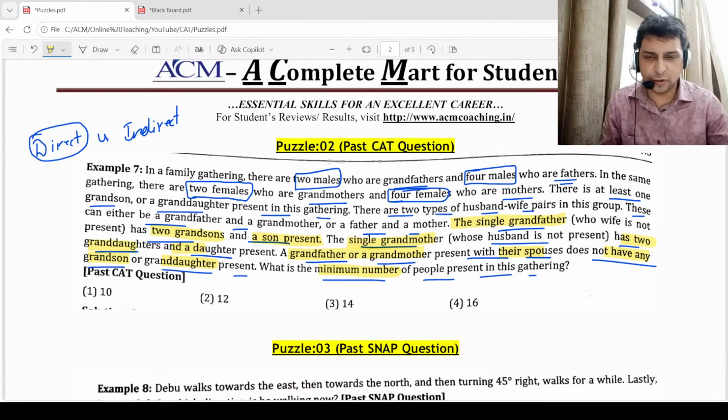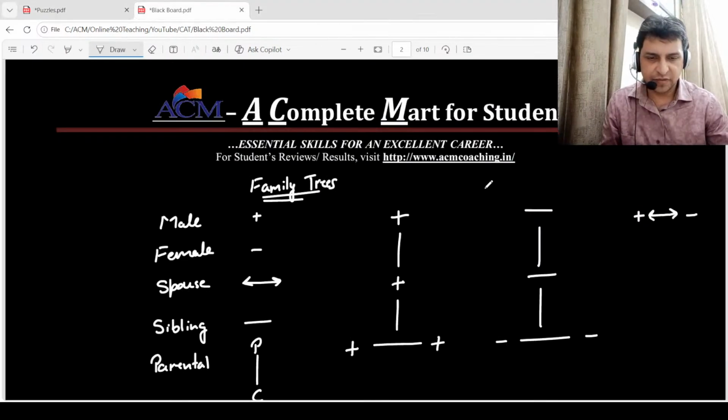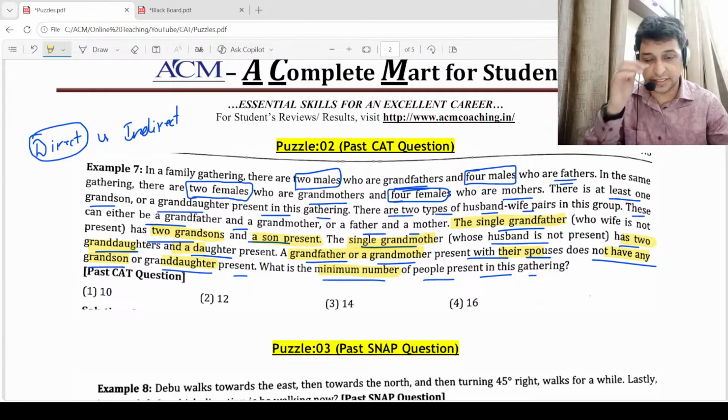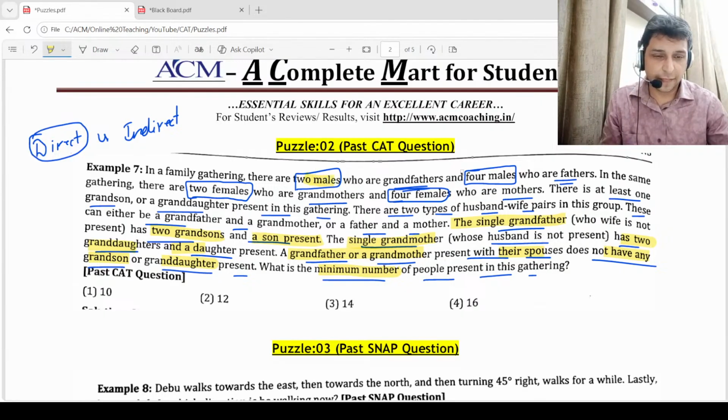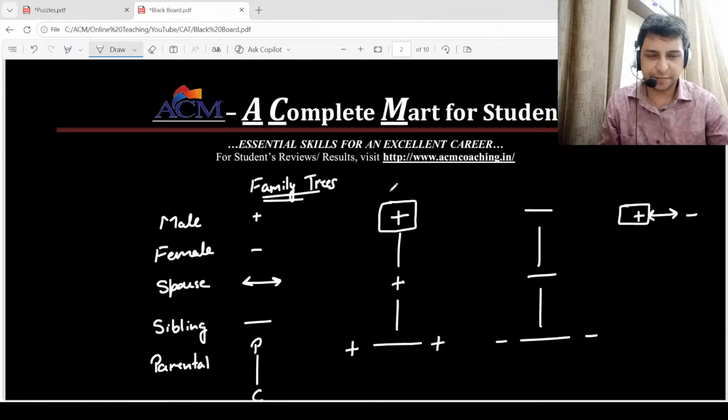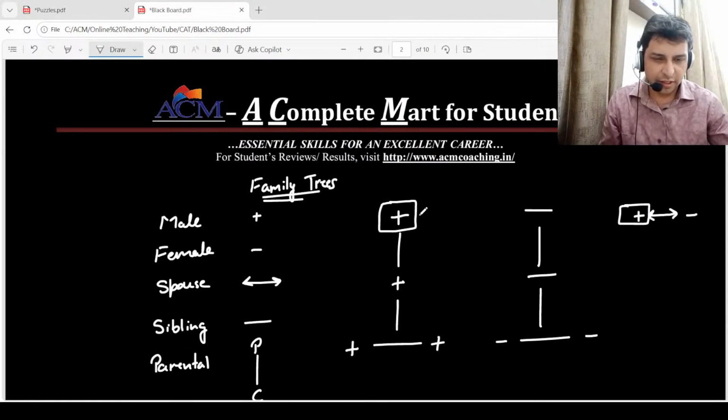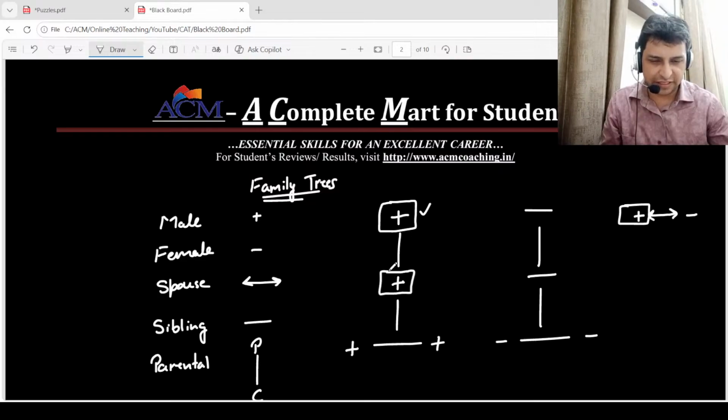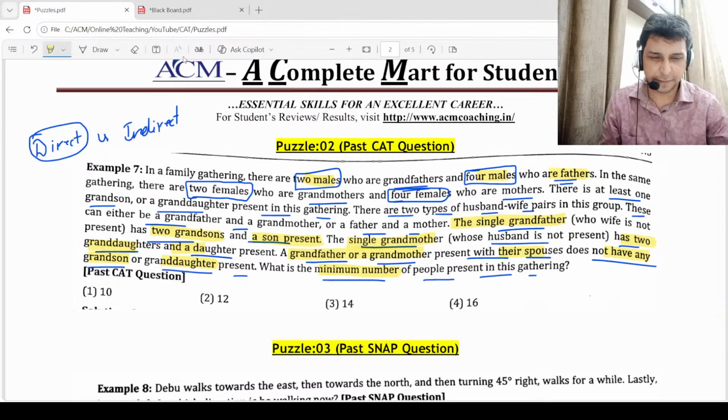In the beginning, they said there are two males who are grandfathers. So one male grandfather, second male who's a grandfather. So this is done. And four males who are fathers. Now this grandfather is also a father, and this is also a father. There are two fathers. We need two more fathers.